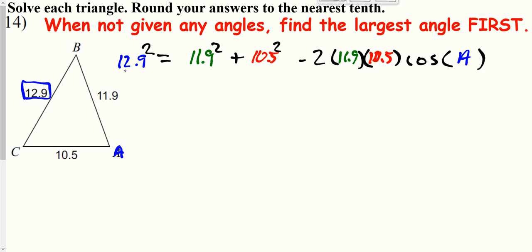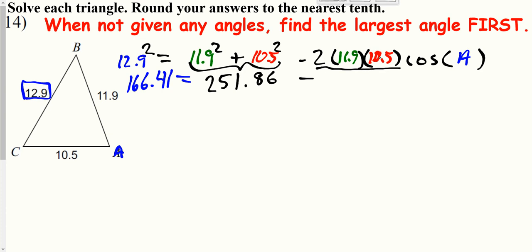So I'm going to work out 12.9 squared, and I get 166.41 is equal to. Now I'm going to type these two in, put them together. And when I do that, I get 151.86 minus, type in what's in front of my cosine, and I get 249.9 cosine of my angle of A.